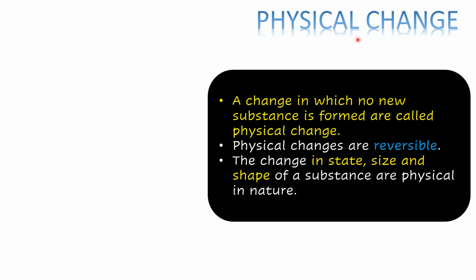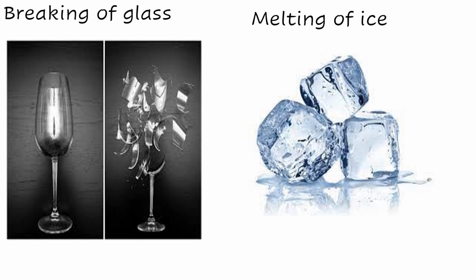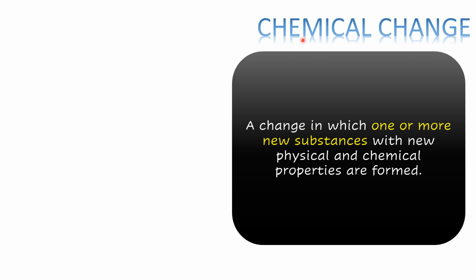Physical change. Now, do you know what is a physical change? Physical change means a new substance is not being formed, only a change in state, size, and shape takes place. These reactions can be reversible as well, like examples: breaking of glass, melting of ice, and many more. We also see different types of physical changes and chemical changes in our day to day life.